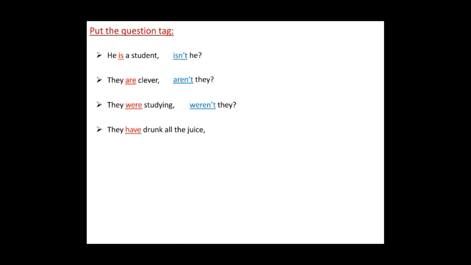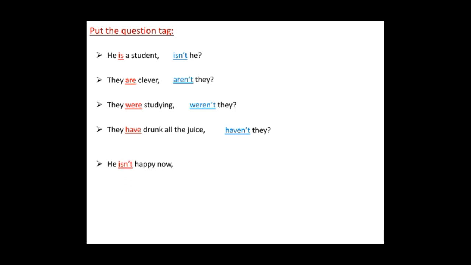They have drunk all the juice. Yes, I already have an auxiliary, that's have. Miss Amal, have here is a main verb? No, it's not a main verb. It's an auxiliary. You know why? Because I have another verb after it in the past participle. So it's an auxiliary. So haven't they, and question mark.